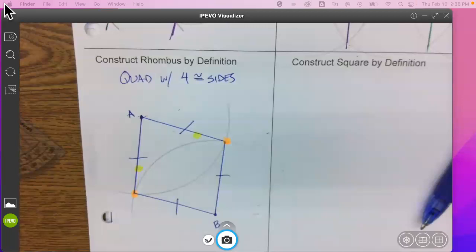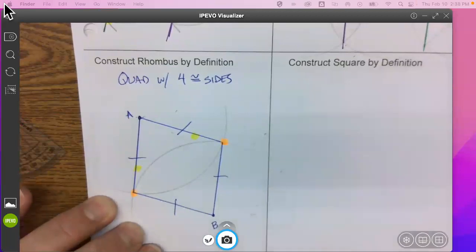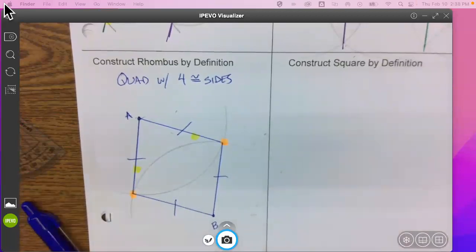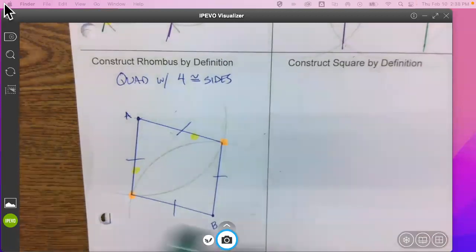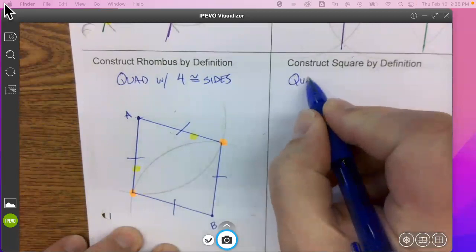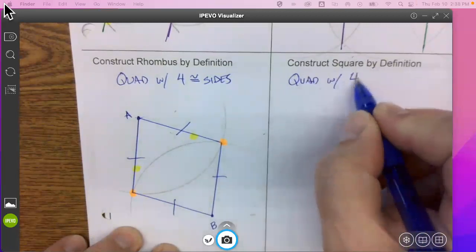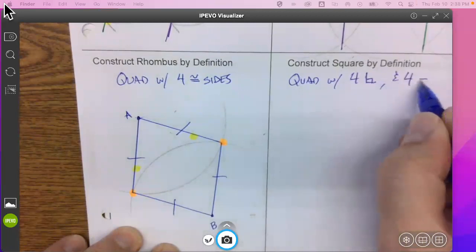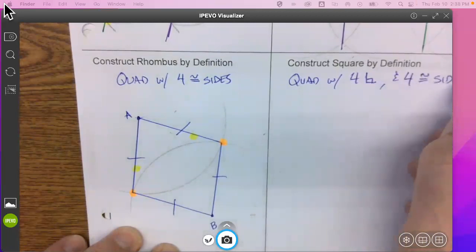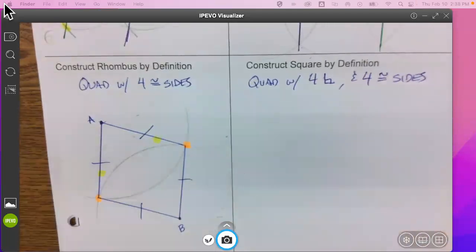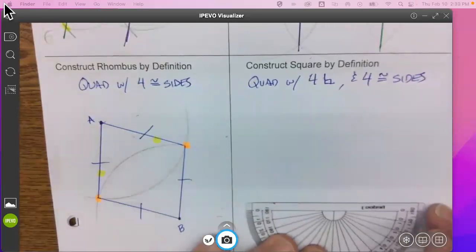Okay, so that's our rhombus from definition. What about a square by definition? What's the definition of a square? With 4 right angles and 4 congruent sides. Let's start with a right angle. That means we need 1 free side.